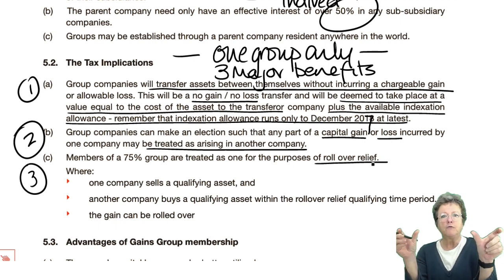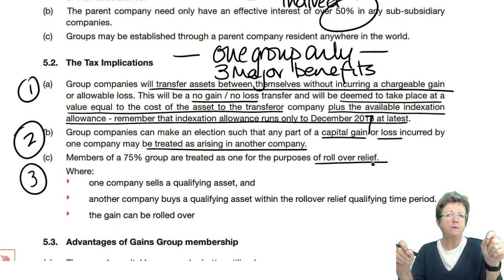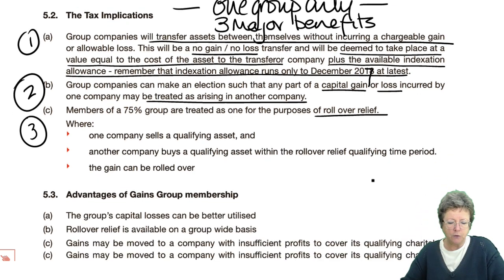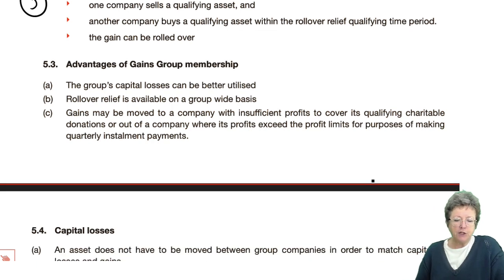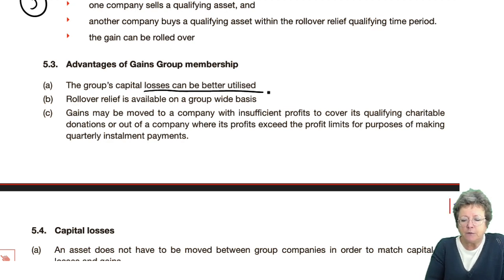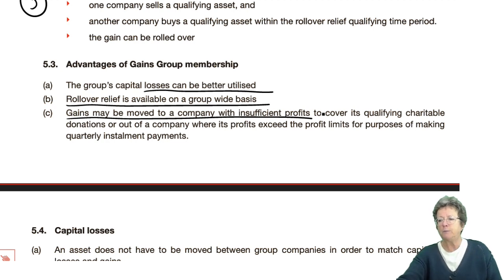So, Group A, they sell an asset. Group B buys an asset. You can do rollover relief within the whole group without having to buy and sell within your individual company. So the advantages of being in a gains group: your losses are better utilised, you've got rollover relief available group wide, and gains can be moved to a company with insufficient profits. Great advantages to being within a group.